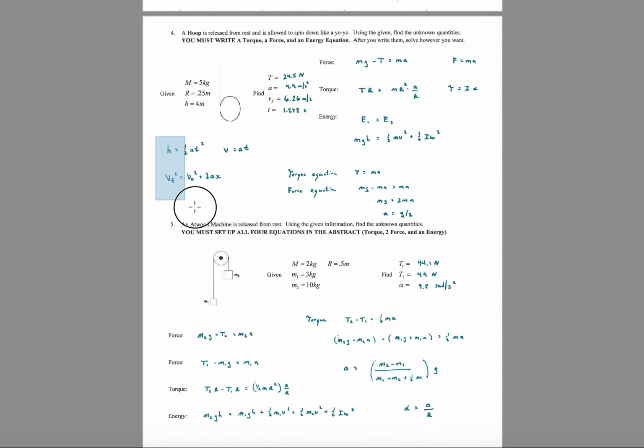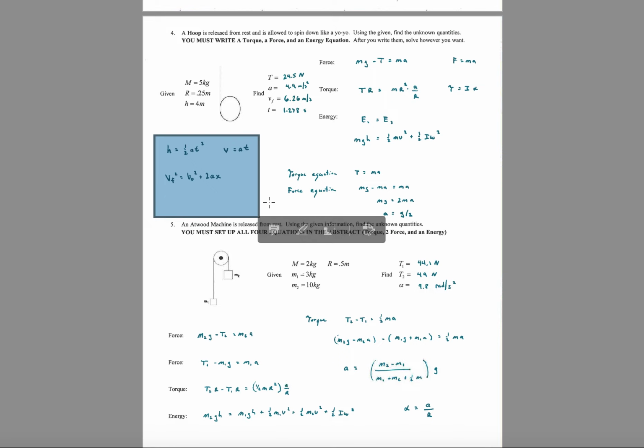Again, this stuff here is all kind of like old school review of kinematics, but again, it's important. They pop up in this unit.